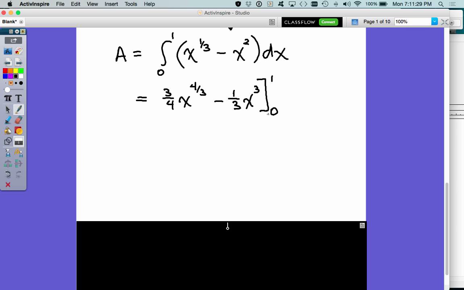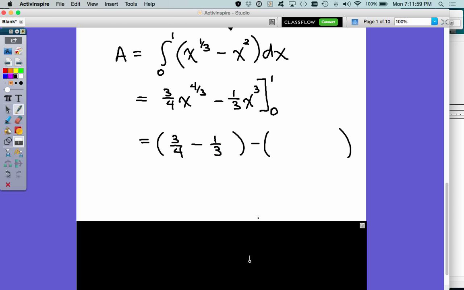In solving definite integrals, it's always a good idea to set up two sets of brackets like this, because what we're going to do next is substitute the 1 in, and then substitute the 0 in, and subtract. And it's very easy to make arithmetic mistakes when you're dealing with all of these negative numbers. So if I put a 1 into here, I've got 3/4 times 1 to the 4/3, which is just 1, minus 1/3 times 1 cubed, which is just 1.